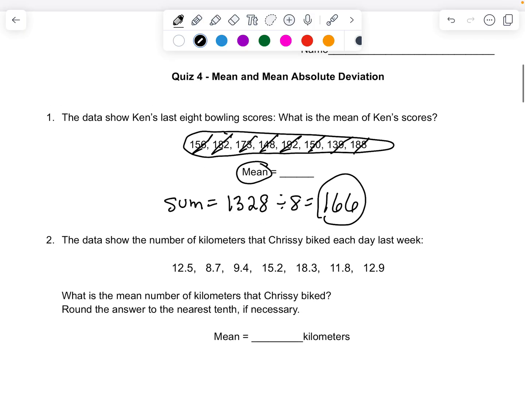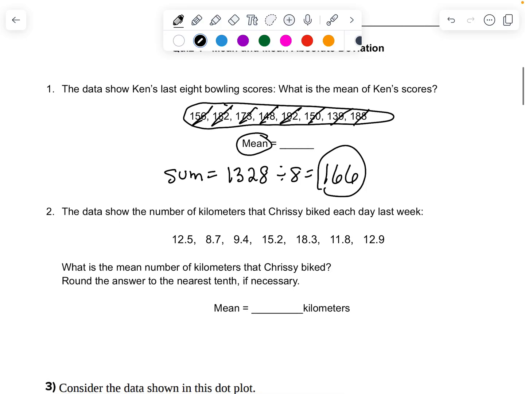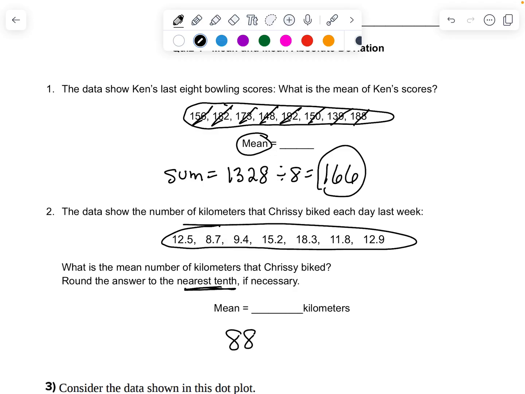On to number two. For this one, we also had to find the mean, and it wanted us to round to the nearest tenth if necessary. So that would be one place after the decimal if needed. So again, we're going to add up all our distances. You should have gotten 88 and 8/10 for the sum of your data. And then again, divide by how many pieces of data there are. So we had 1, 2, 3, 4, 5, 6, 7 pieces of data. So the sum of our data divided by 7. And for this one, you should have gotten 12.685, and it asks you to round to the nearest tenth.